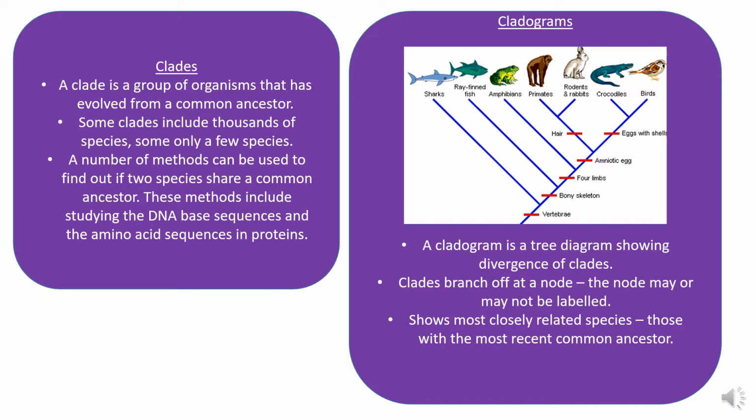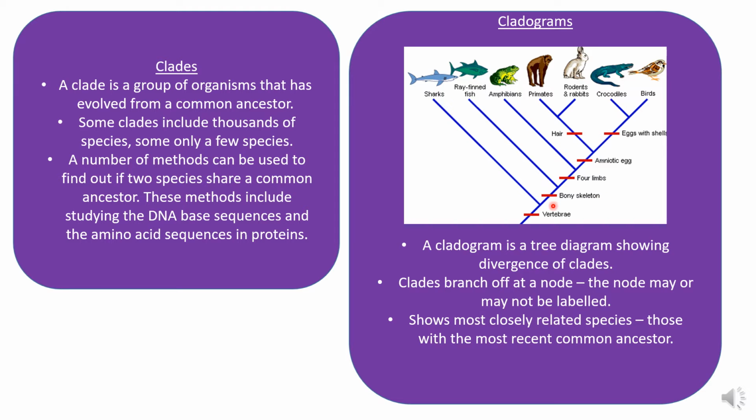Okay, this is a cladogram. So it's a tree diagram that shows the divergence of clades. Now we start down here with a species. So at each node, something is occurring, and there will be a species here, a species here, a species here. So what happens is this species has diverged, and some of the population became sharks, and some continued to evolve.